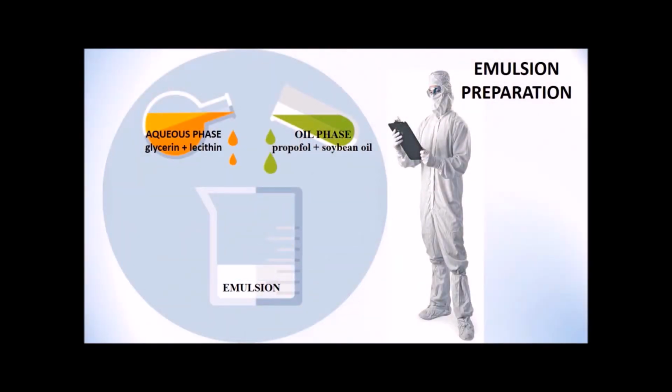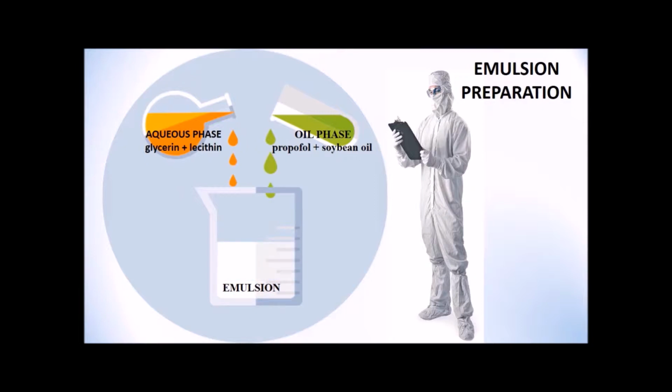The drug product or the emulsion is prepared by mixing the oil phase and the aqueous phase. The aqueous phase is prepared by mixing glycerin and the lecithin in the water for injections until a uniform dispersion is formed. Meanwhile, as for the oil phase, it is prepared by adding propofol to the soybean oil and stirring until dissolved. The oil phase is mixed with aqueous phase and the primary emulsion is formed. The preparation of primary emulsion is conducted at a temperature of 40 degrees Celsius.